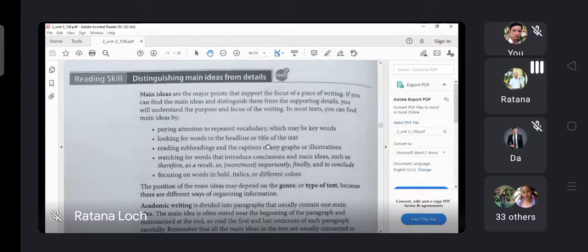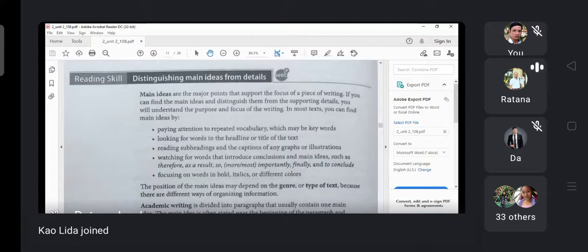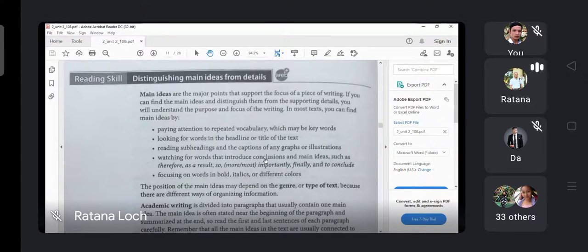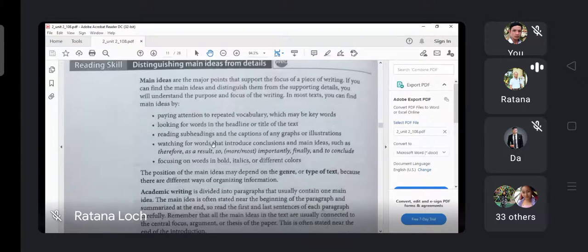So you look at distinguishing main idea from details. The main ideas are the major points that support the focus of a piece of writing, any writing. If you can find the main ideas and distinguish them from the supporting details, you will understand the purpose and focus of the writing. In most texts, you can find the main idea by several techniques, which are important things that you should focus on.